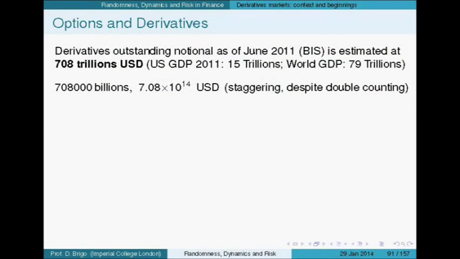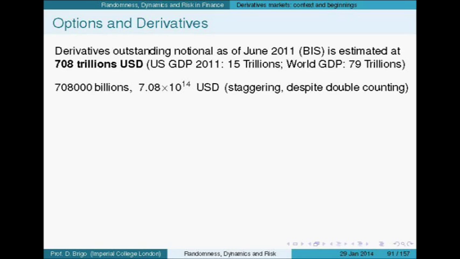So let me start then with one of the areas where stochastic analysis and randomness has been used mostly, and often in a very controversial way. I'm referring to the option and derivatives market. This is a very important market that reached in June 2011, according to the Bank for International Settlements, an overall outstanding notional of $708 trillion. So it's a huge amount of money if you think about it.